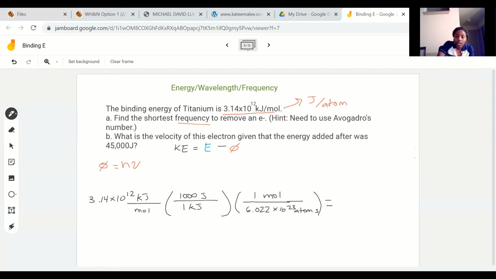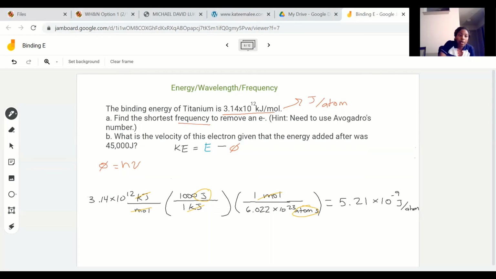Right? So once I go through my dimensional analysis, I can cancel out my kilojoules. Those cancel out. I can cancel out my moles. And now I'm left with joules per atom. Okay, so if I go ahead and do that, dimensional analysis, I'm going to multiply times 1,000. And then I'm going to divide by 6.022 times 10 to the 23rd. Then my final answer will be 5.21 times 10 to the negative 9. And what is it in joules per atom?